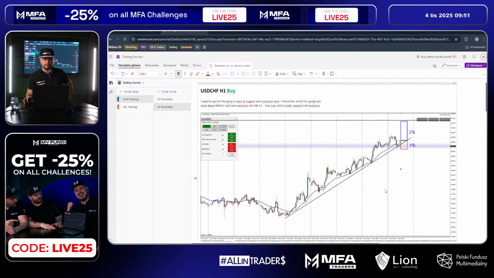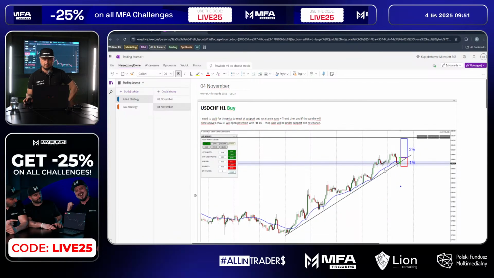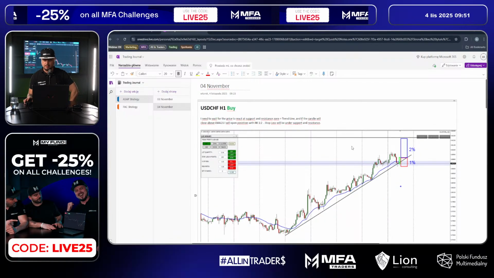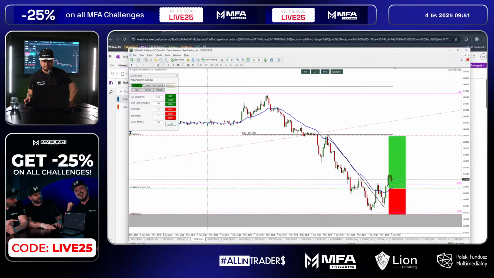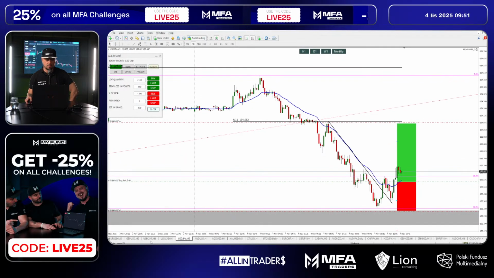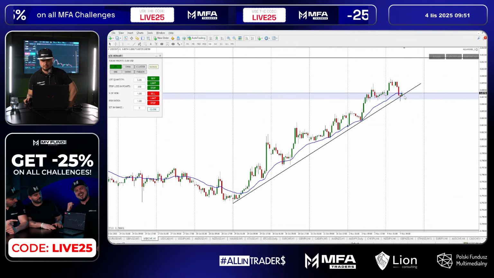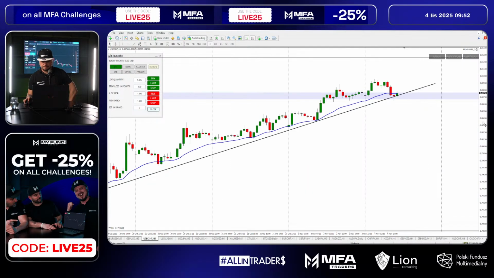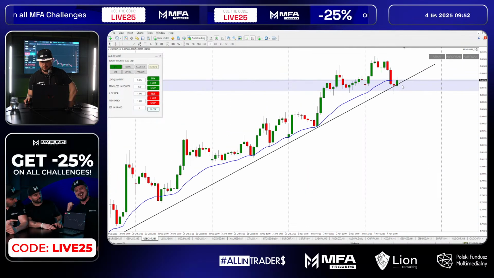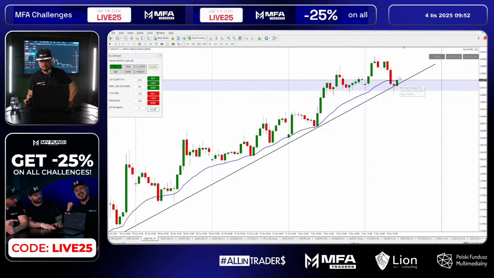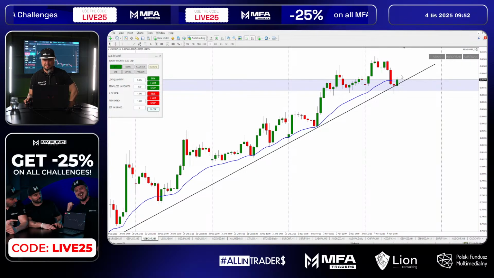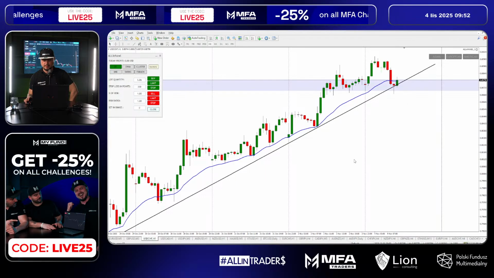So we got 4 different plans. USD CHF from 1 hour time frame, we want to go up. In about 9 minutes, we can decide if we want to open this trade or not. Because if this candle gonna close like this, we won't be able to open the trade because we need this candle to close above exponential moving average. So we need to go a little bit higher, okay?